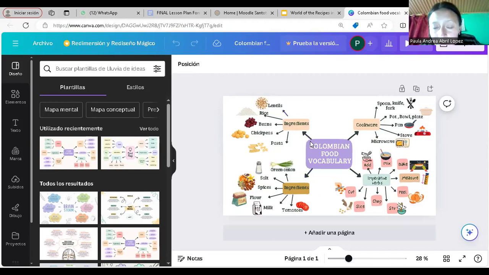For example, common ingredients for a Colombian recipe are lentils, rice, beans, chickpeas, pasta, or peas, because those ingredients are too useful for Colombian dishes, because they are legumes and we eat a lot of legumes. And other vocabulary that is useful for preparing a Colombian recipe is green onions, salt, spices like cloves or oregano, and flour and milk, tomatoes.